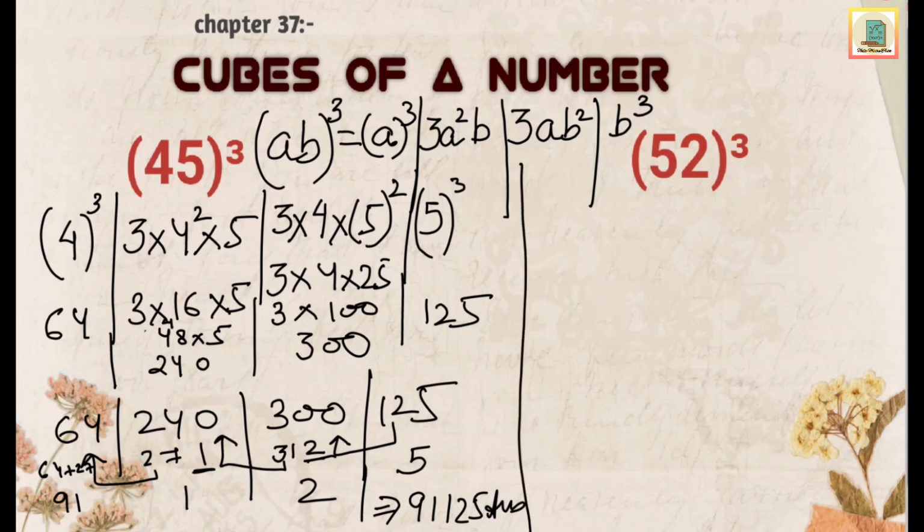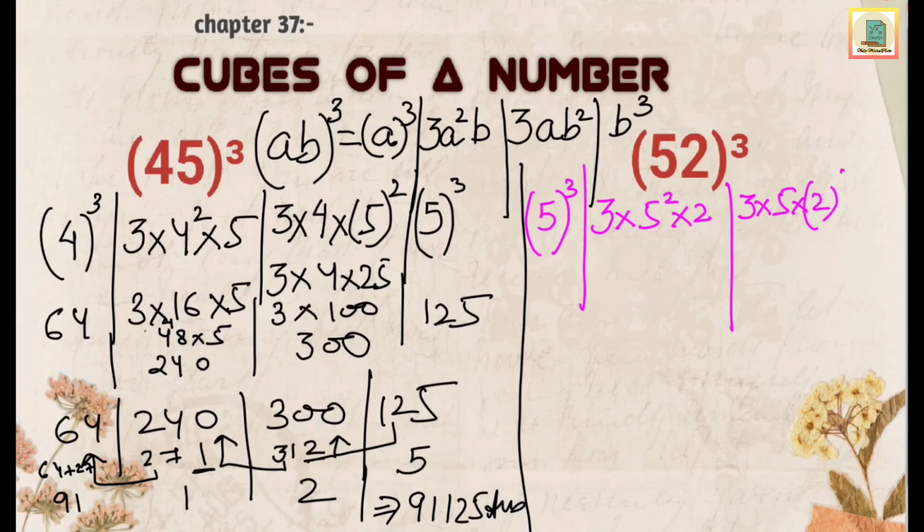So now, we have to find the cube of 52. So here, first of all, we'll find the cube of first number, that is 5 cube. Make a partition, 3 multiply the square of 5 multiply by 2. Make a partition, then 3 multiply by 5 multiply with the square of 2. And in the last partition, take the cube of 2.